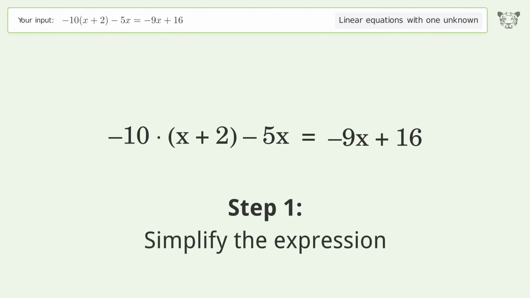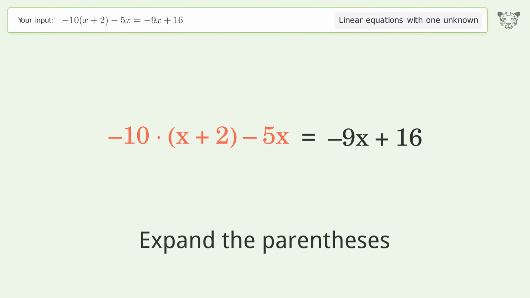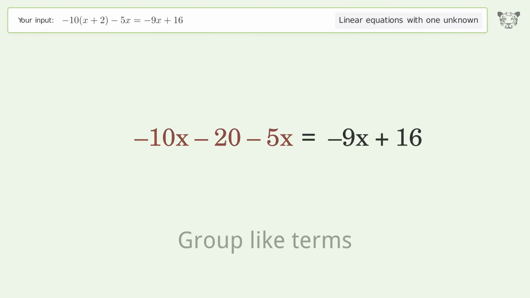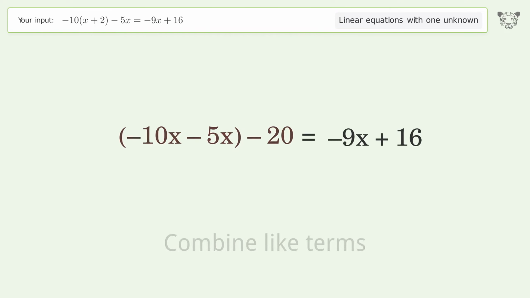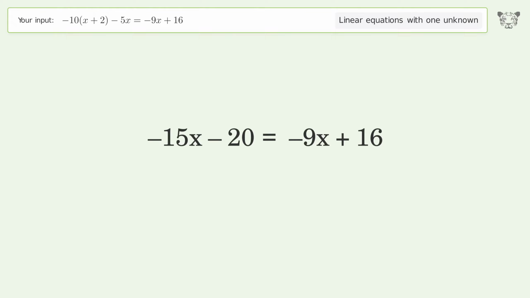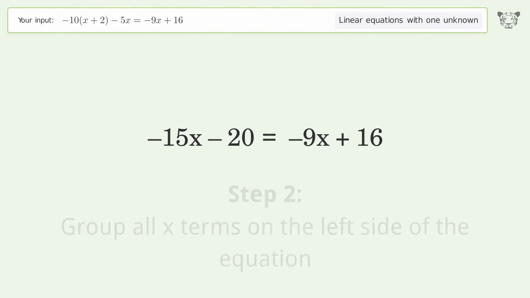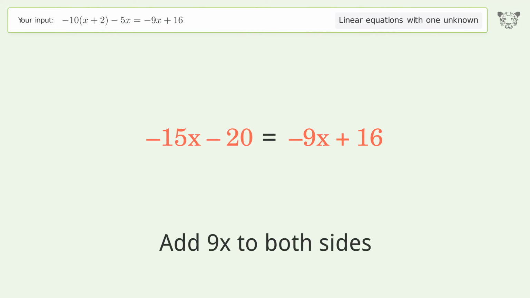Simplify the expression. Expand the parentheses. Simplify the arithmetic. Group like terms. Combine like terms. Group all x terms on the left side of the equation. Add 9x to both sides.